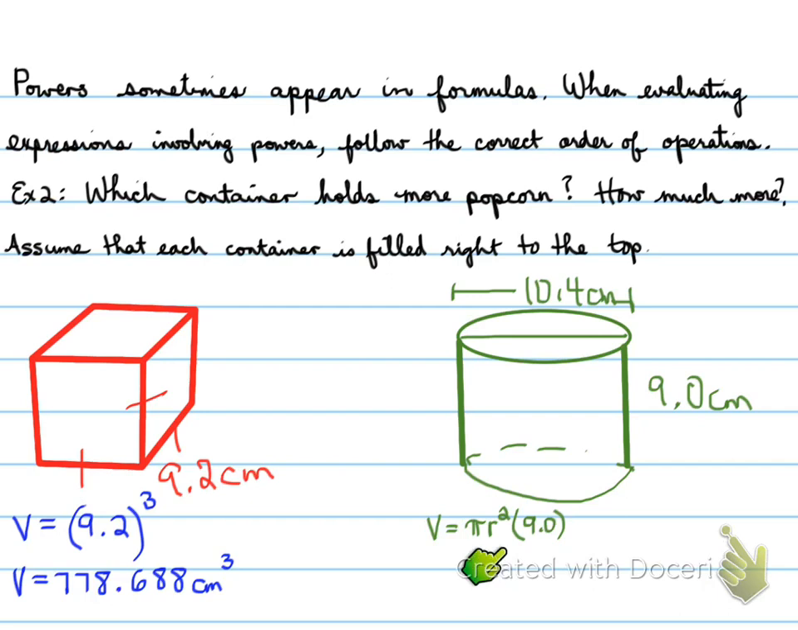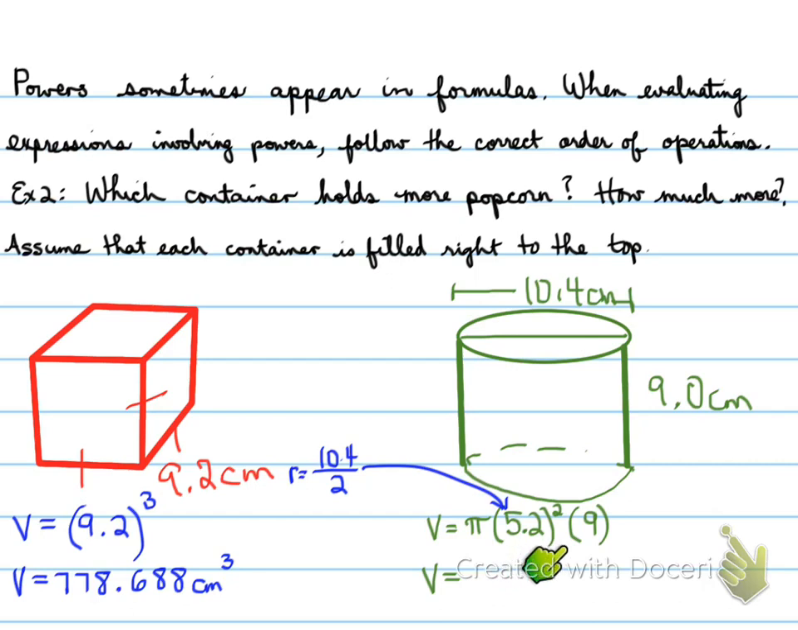And then the radius is not 10.4, folks. The radius is going to be 5.2. So we put in 5.2. And we use the pi button in our calculator to get our answer. The volume will be pi times 5.2 squared times 9. Again, 5.2 is the diameter divided by 2. The diameter is 10.4. We divided that by 2 to give us 5.2.